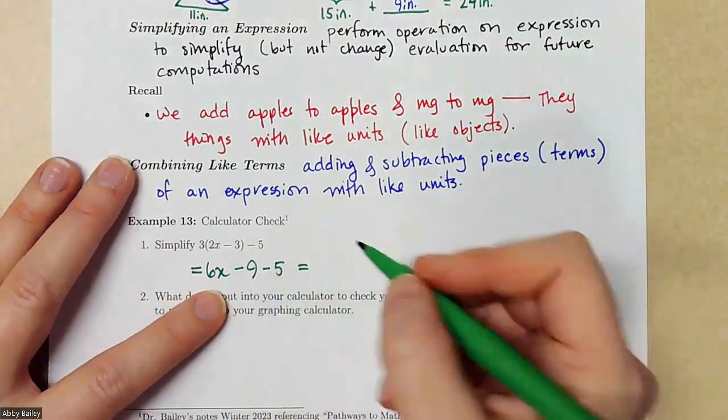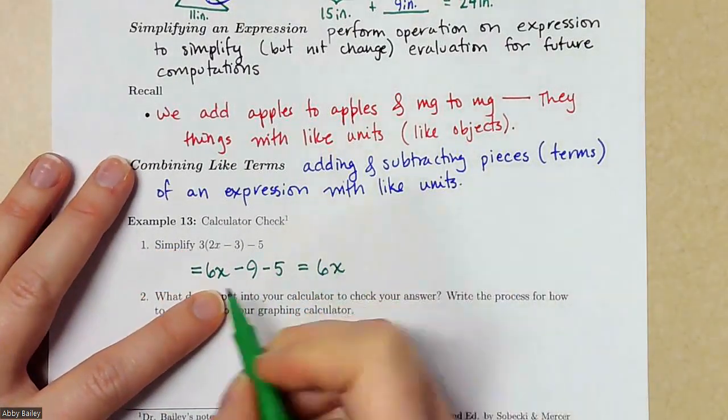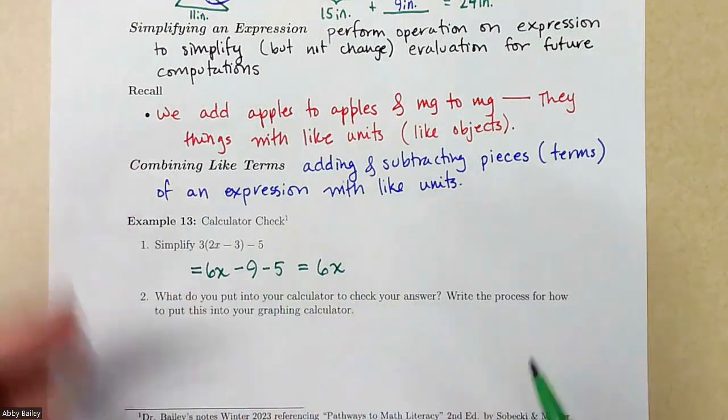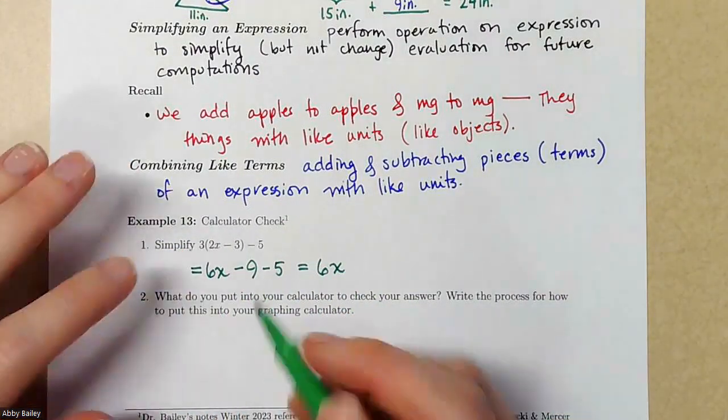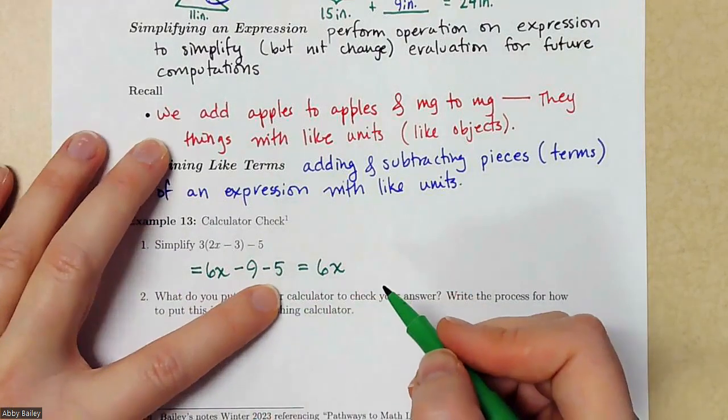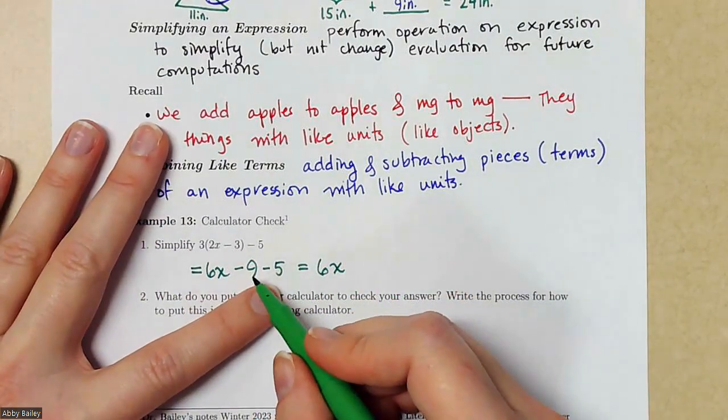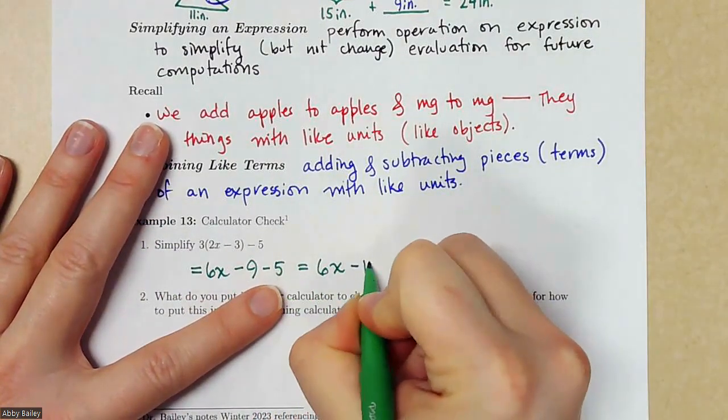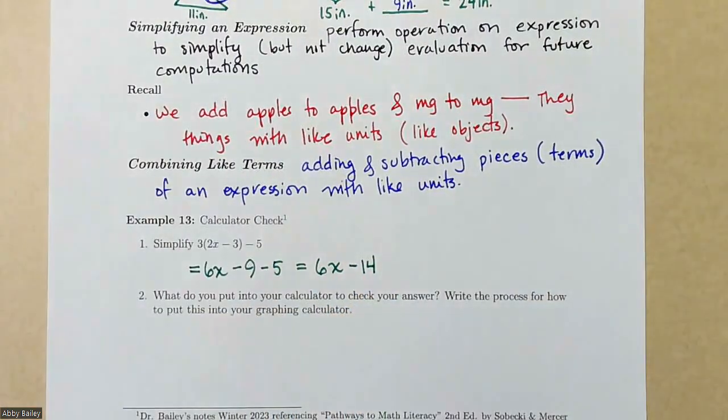So the x's are not exactly like the others. They're together with, so they're related to, but they are not like the others exactly. And a debt of 9 and a debt of 5 is a debt of 14, I believe. What do you put into your calculator to check this? Write a process for how to put this into your graphing calculator.